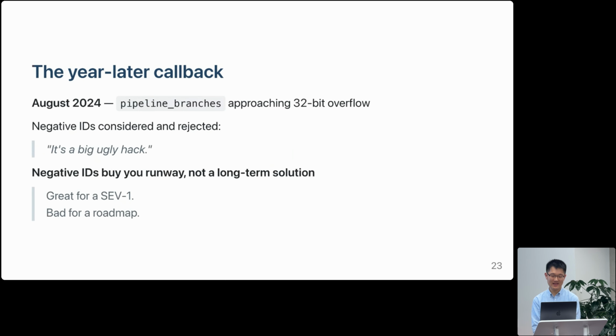So let's talk about this thing happening again in August 2024, but this time we had time. We noticed it before the system was broken. So we discussed it internally, and we said, we don't want to use any negative IDs here. We decided on a UUID v7 migration for this table. So just a key takeaway here is that negative IDs are a great hack to buy you runway in an emergency, but not really a long-term solution.